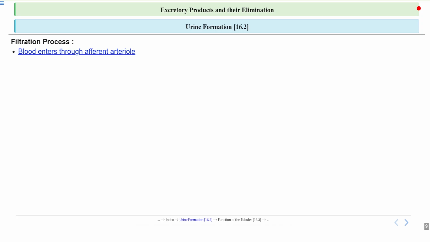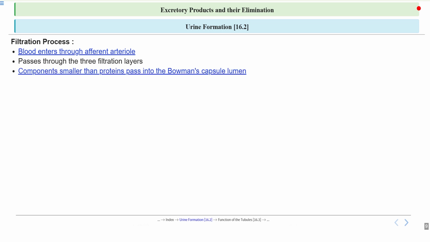So let's talk about the filtration process. First, blood enters through the efferent arteriole. This is like the main entrance to the kidney's filtration system, bringing in blood to be cleaned. As blood enters, it passes through three filtration layers, as we have discussed earlier. Each layer here acts as a checkpoint, ensuring only the right substances move forward.